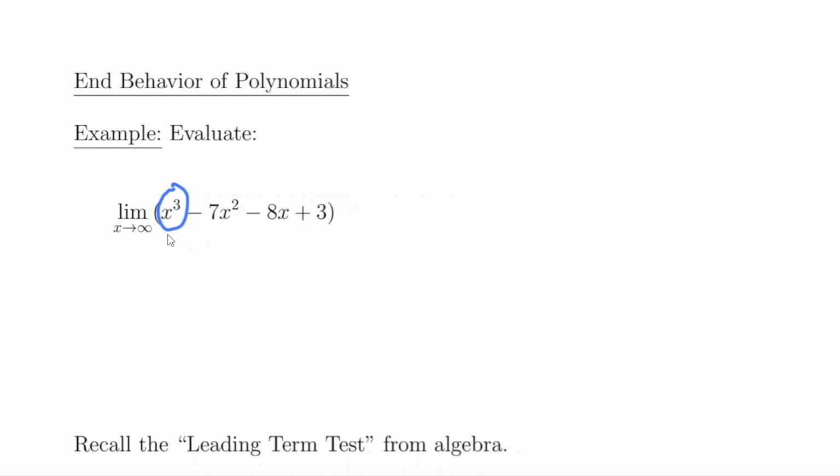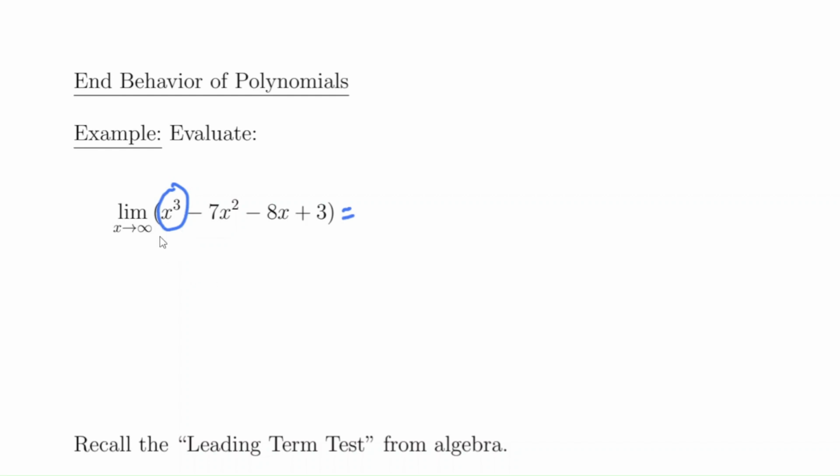Okay, now these other two terms do matter if we're saying limit as x approaches 5 of something, or limit as x approaches 2 of something. But when we're looking at the end behavior, limit as x approaches infinity, the only term that really matters is the leading term, the term that has highest degree. It's not always the term that appears first in the equation, but the leading term is the term that has highest degree.